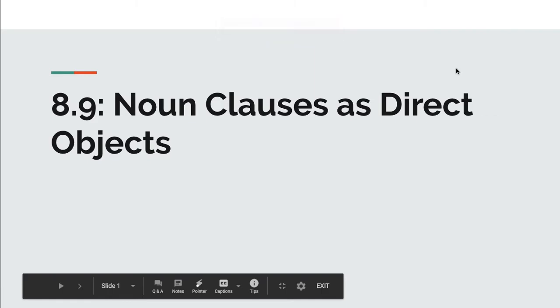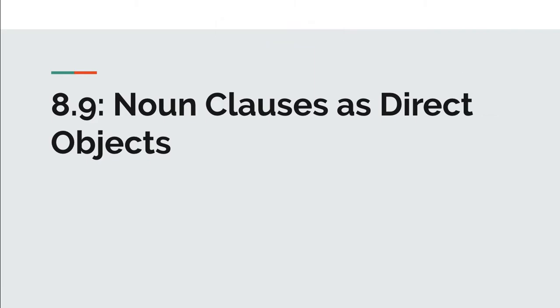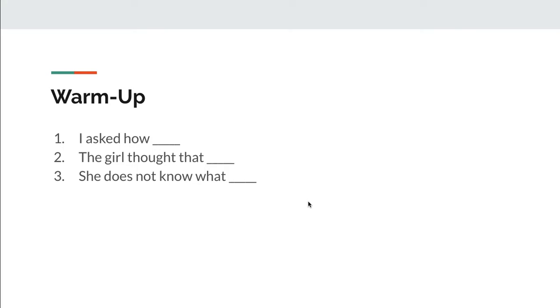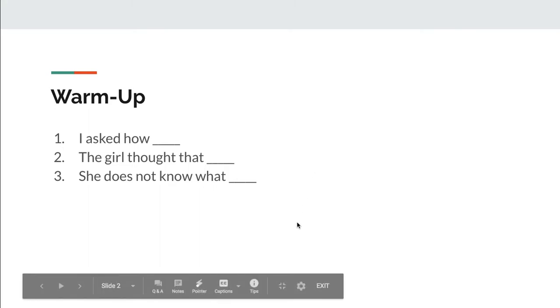Lesson 8.9 is on page 156 and it is on noun clauses as direct objects. This is a pretty simple lesson because we already know what both of these things are, but it does not hurt to review. So for your warm-up, you are going to fill in the blanks or finish these 3 sentences. So pause the video and do that now.